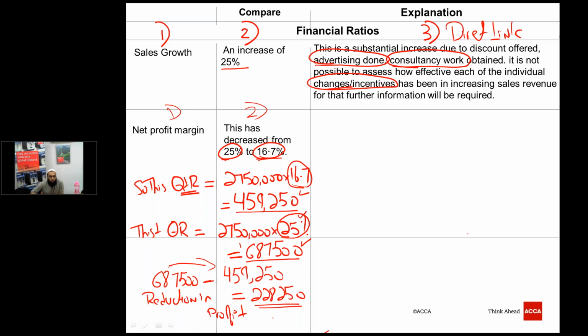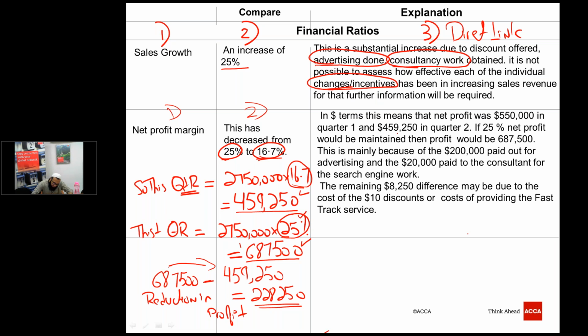So this means my net profit reduced from the previous quarter. If I compare with the previous quarter, my net profit reduced by 228,250. So what is the reason for that? Who is responsible for all these? So my dear friends, just see the figures: 459,250, 687,500. This is what I've done here. This resulted in a difference of 228. Now let's find the breakup of 228.